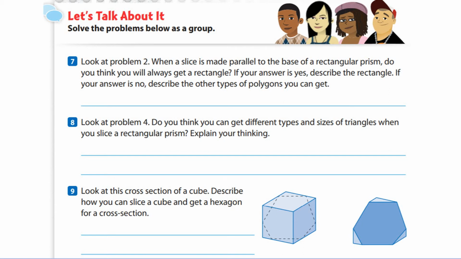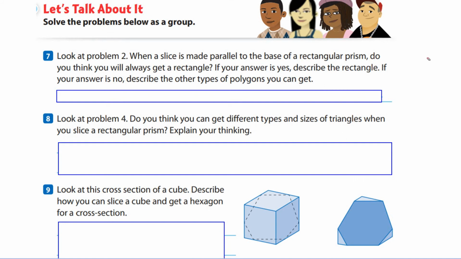Again, pause the video. If you want, you can answer these questions by yourself and then check with a partner. Or if you want, you can work together with a partner or two other students. Once you're done answering them, then unpause so you can check your answers.